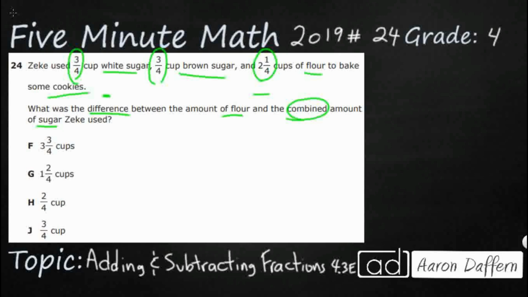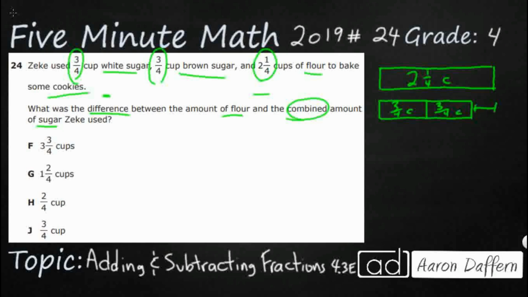So if we wanted to draw a strip diagram right here, it would be something like this. It would be a comparison strip diagram. So we've got our flour, which is going to be 2¼ cup. And then we've got, it's going to be a little bit less. We don't know exactly how much less yet, but it's something like this. We've got 3/4 cup, that's the white sugar or brown sugar. I guess it doesn't matter because they're both 3/4 cup. We've got 2 of the 3/4 cup. Those combined are less than the 2¼ cup. And this difference right here, that's what we're looking for.